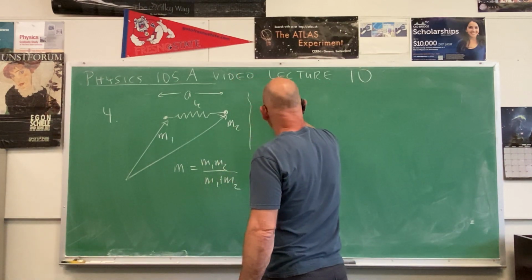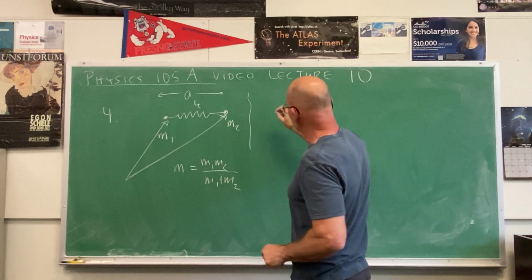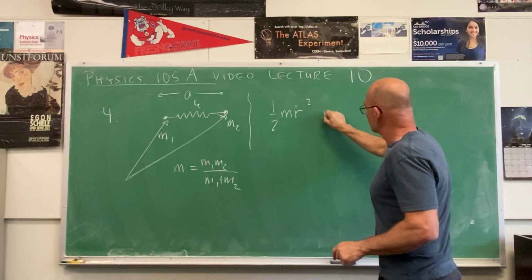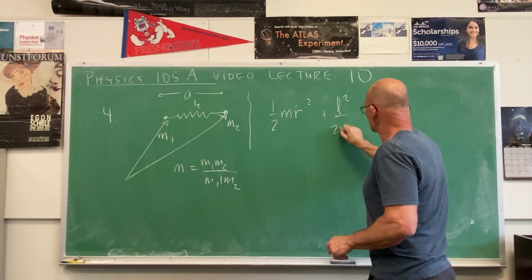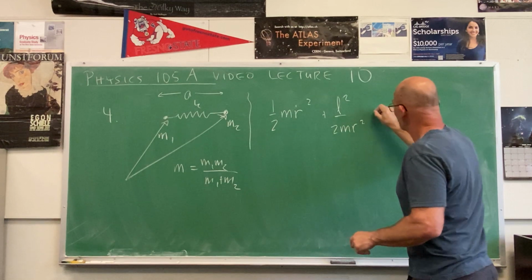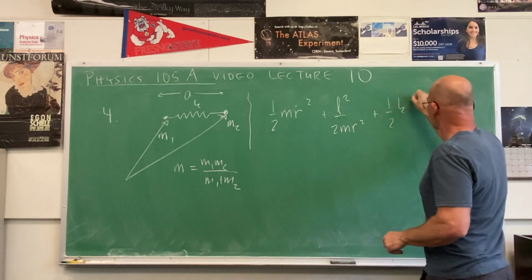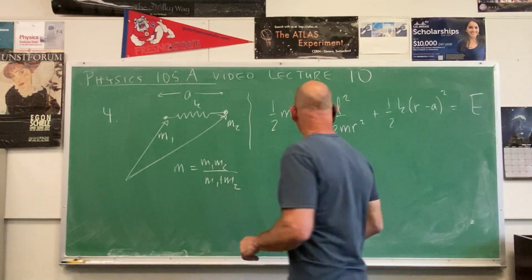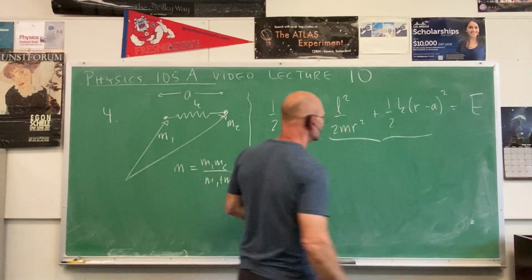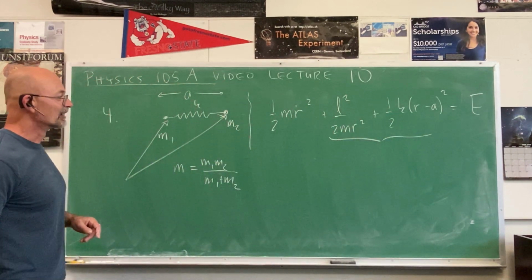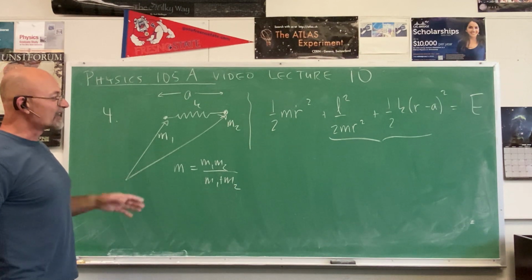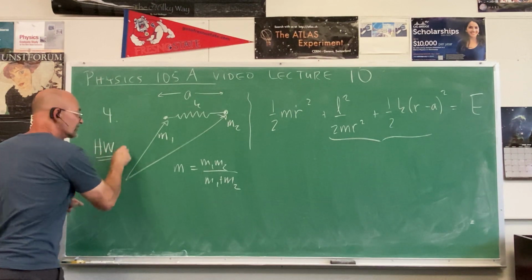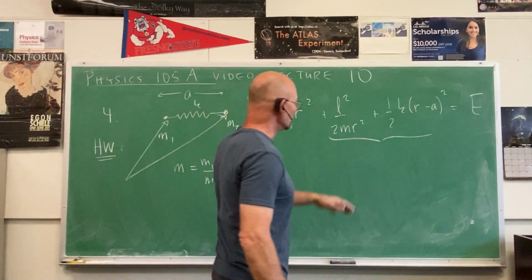Not even just the effective potential, let's look at the energy. 1/2 m r dot squared plus L squared over 2m r squared plus 1/2 k (r minus a) squared. There's the energy, and of course this is the effective potential. If we wanted to graph that, and now I'm going to start saying homework, because that wasn't on the exam, what would we do?